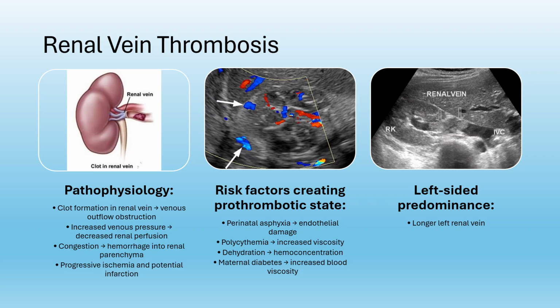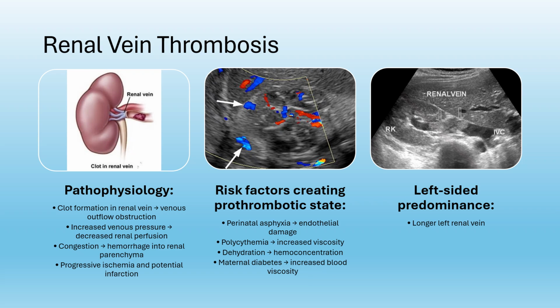The temporal progression explains variable outcomes. Early thrombosis may be reversible if venous drainage is restored before irreversible ischemic injury occurs. However, complete venous occlusion lasting more than 4 to 6 hours typically results in hemorrhagic infarction. The infarcted tissue undergoes necrosis and eventual fibrotic replacement, leaving a small, scarred kidney with minimal function.